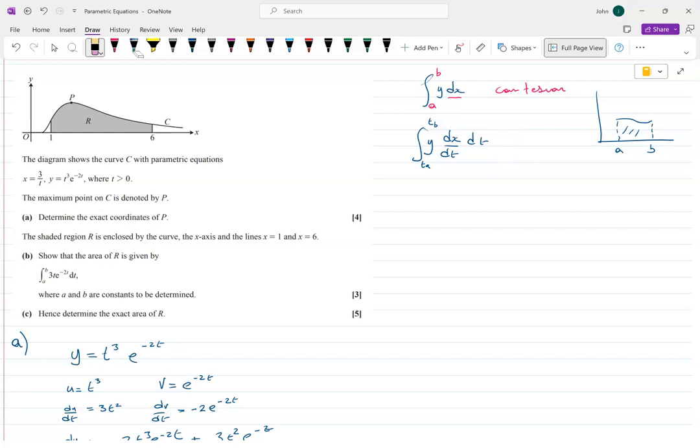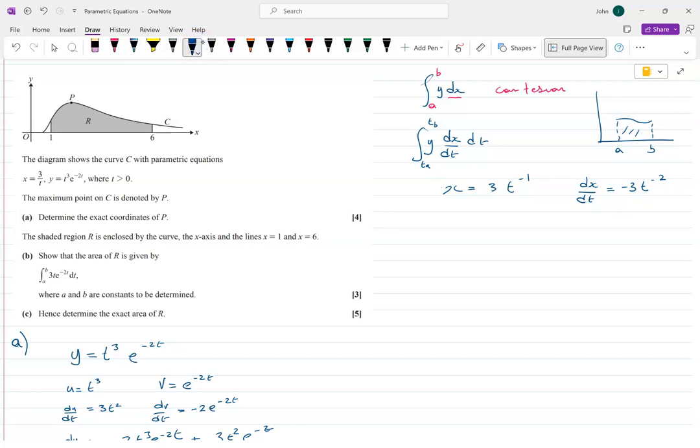Not too much of a problem for us. We've got y, which is t cubed e to the minus 2t. Let's just do the dx/dt first. We've got x is equal to 3t to the minus 1, so dx/dt is equal to minus 3t to the minus 2. Okay, so we can put all these things in this formula. But in order to do that, we really need the limits for b and a. We need to work those out.